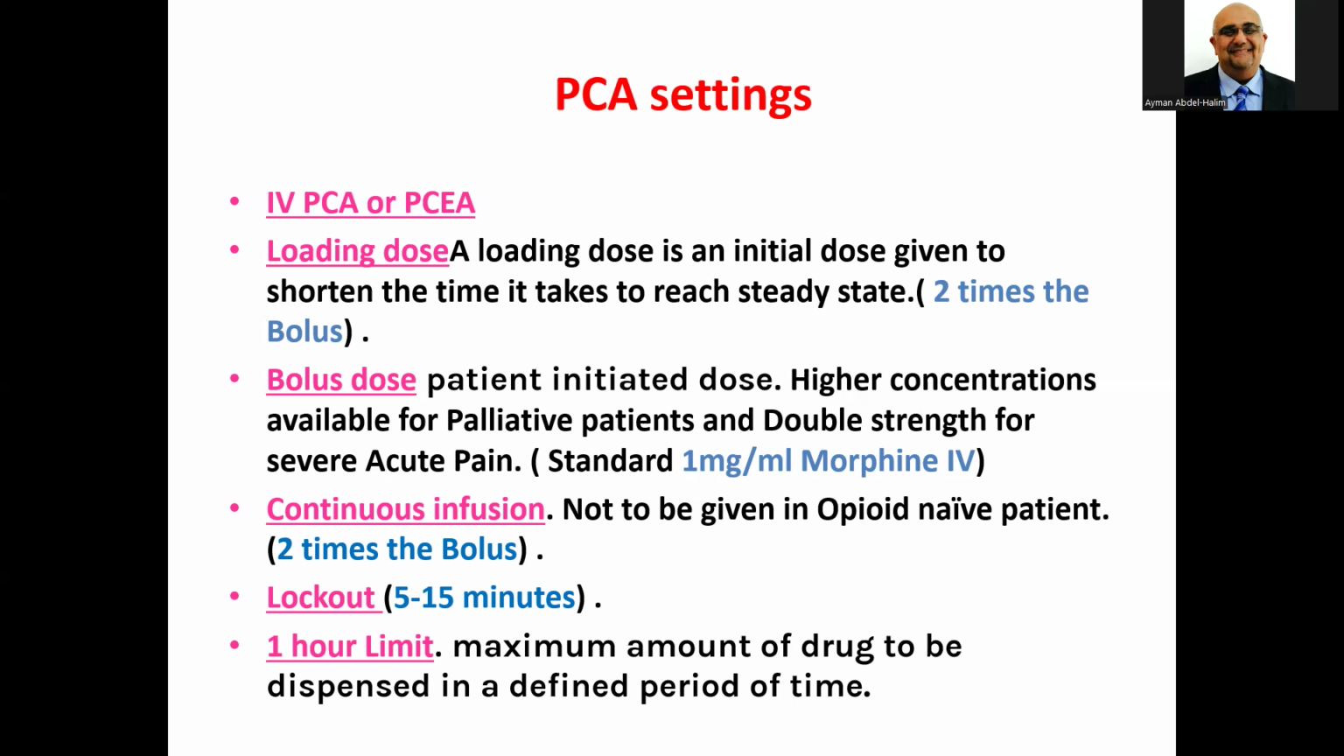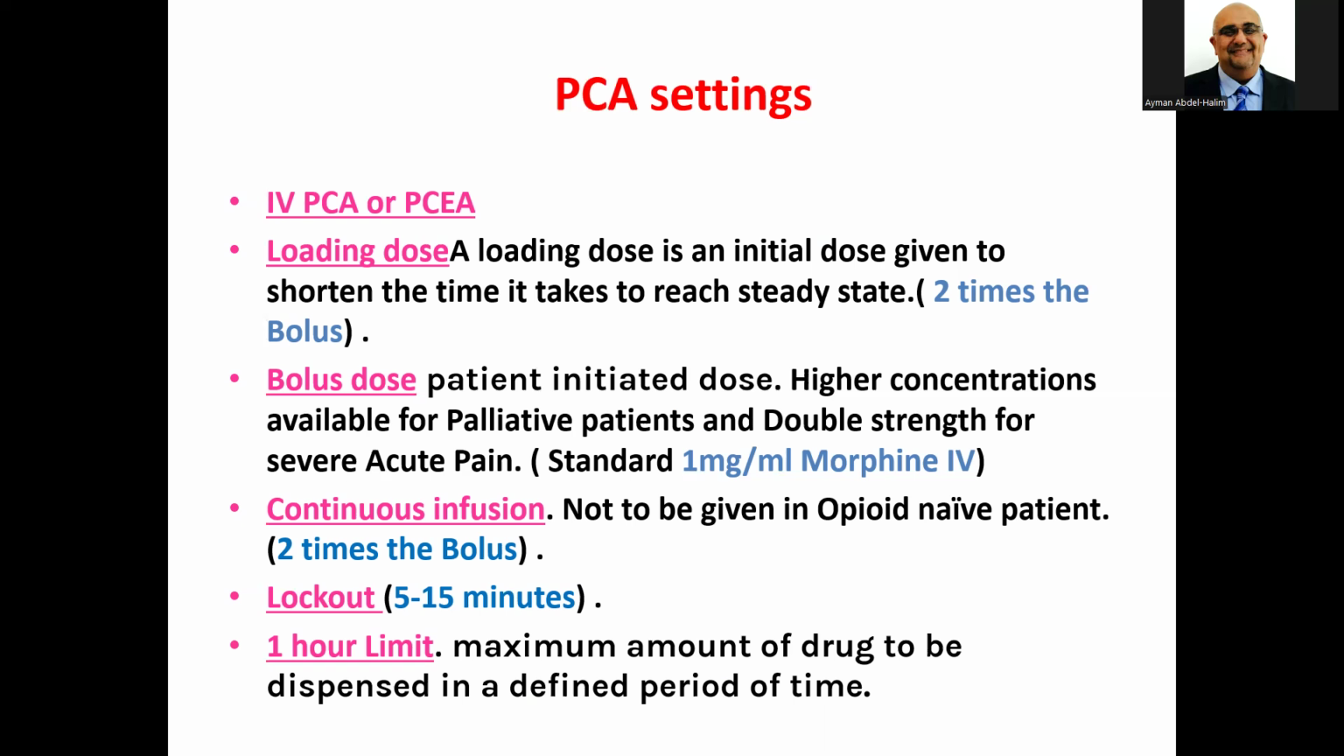Then you have the continuous infusion, not to be given in opioid-naive patients. Take a remark of this. So if you have somebody that's opioid-naive, it's better not to start immediately with continuous infusion, because we found that this can lead to respiratory depression. And generally speaking, continuous infusion is 2 times the bolus.